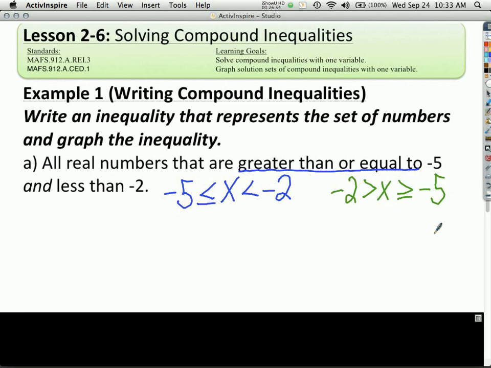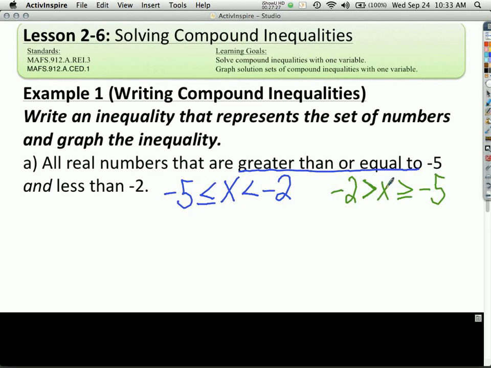But what if I switch the words around? What if I wrote all real numbers that are less than -2 and greater than or equal to -5? What if I took this and switched it with that? So then you're saying I would have to write it this way? But something else is wrong with it. And it's something very simple. Amir? Because it's saying less than. Okay, well this says less than negative 2. X is less than negative 2. That's what it says.